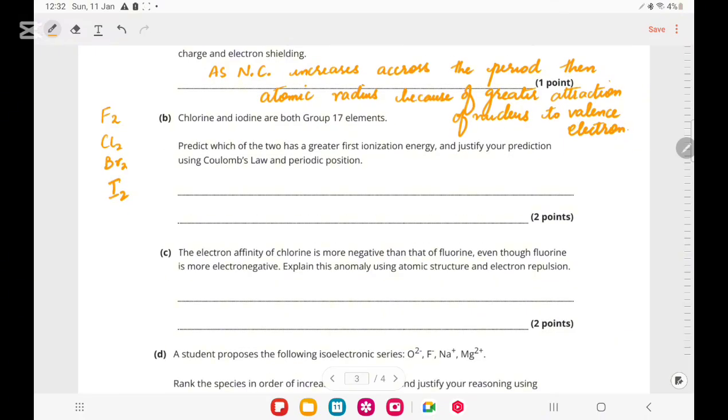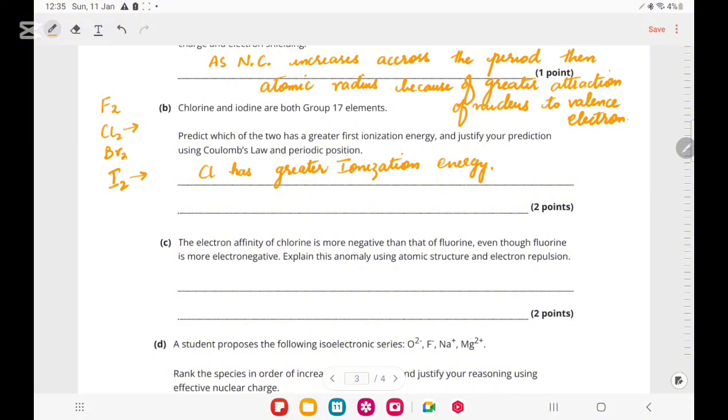In the next question, they say that chlorine and iodine are both group 17 elements. Predict which of the two has greater first ionization energy. So we know that chlorine is present above and iodine is present below. So chlorine has greater ionization energy, as we know ionization energy decreases downwards. And what is the reason for that? As it has fewer electron shells.